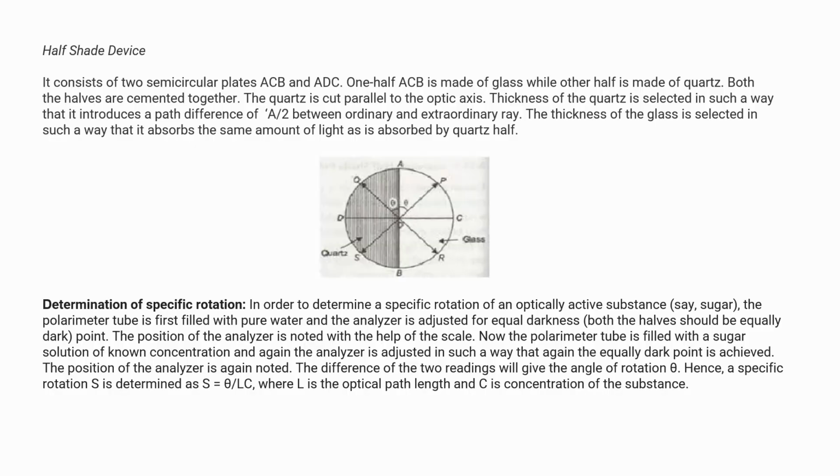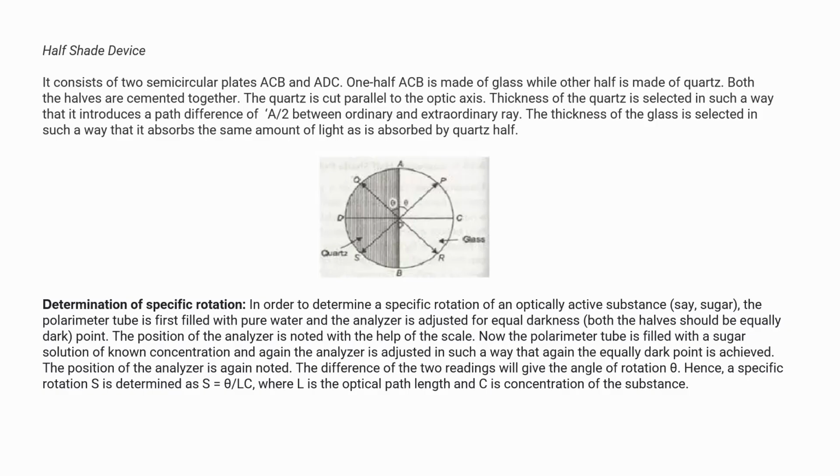So here we will see what a half-shade device is. Basically, the device is made using two semicircular plates. One semicircular plate is made of glass, while the other is made of quartz, and both are joined together.